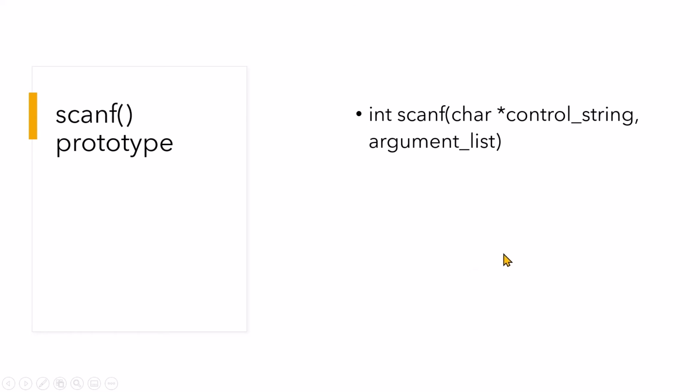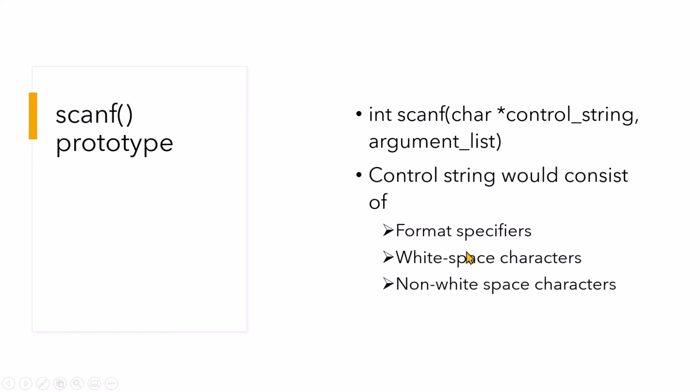Right, as you can see, we have the control string and the argument list. The control string would consist of format specifiers, white space characters, and non-white space characters. So what happens with white space characters in the control string? They're just skipped over.